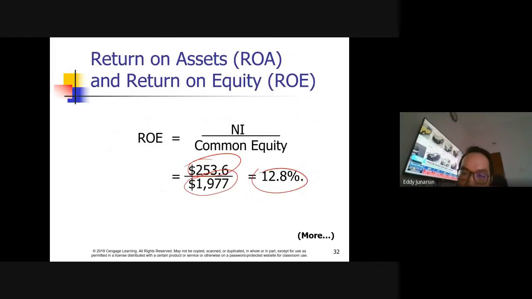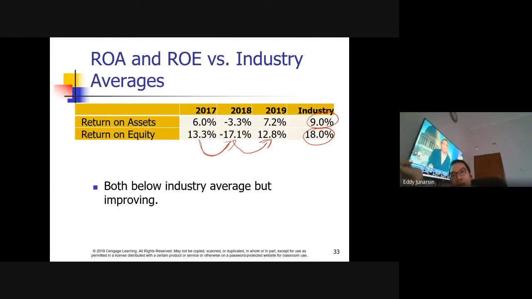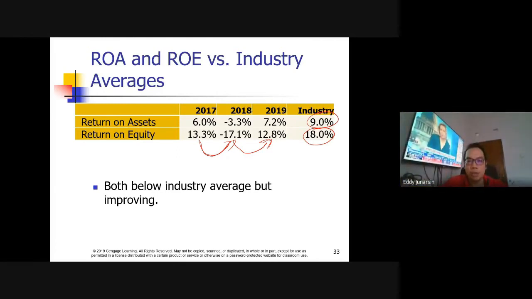12.8%. So you see, for every $1 of equity, or let me rephrase, every $1 of common equity could produce 12.8 cents of net income, right? You see the trend here. It was plunging, right? It plunged in 2018, but then improved. They came back in 2019. See the industry average here, both are higher for ROA and ROI. So in terms of ROA and ROI, the company is not as profitable as the industry average.